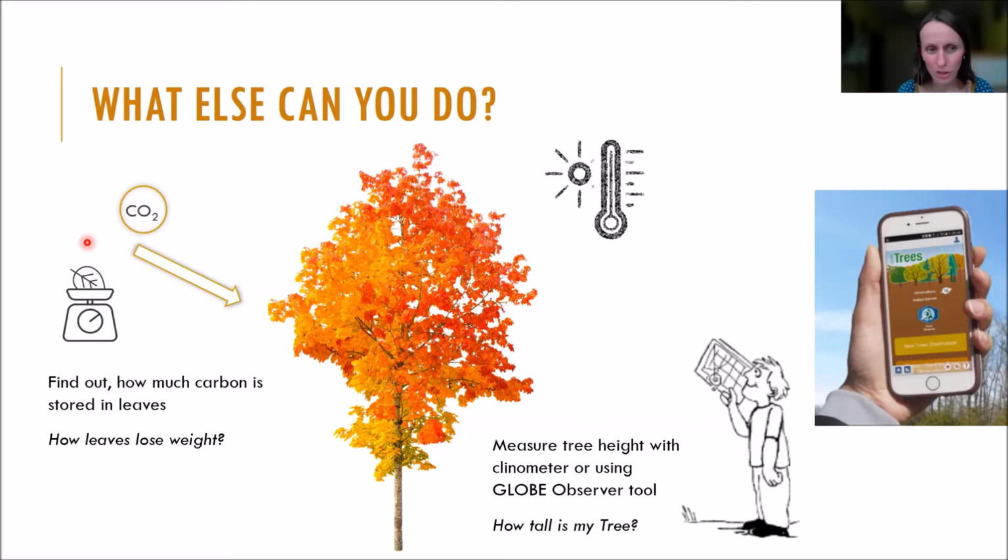If you would like to know more about how trees store carbon, you can download this activity and try it. Then another opportunity is to find out how big your tree is. You can measure its height with the activity How Tall Is My Tree? There are different options for how to do it. You can use a handmade paper clinometer, or you can use the online Globe Observer tool that you may already know from your different Globe activities. Again, it's all described in detail in the activity.